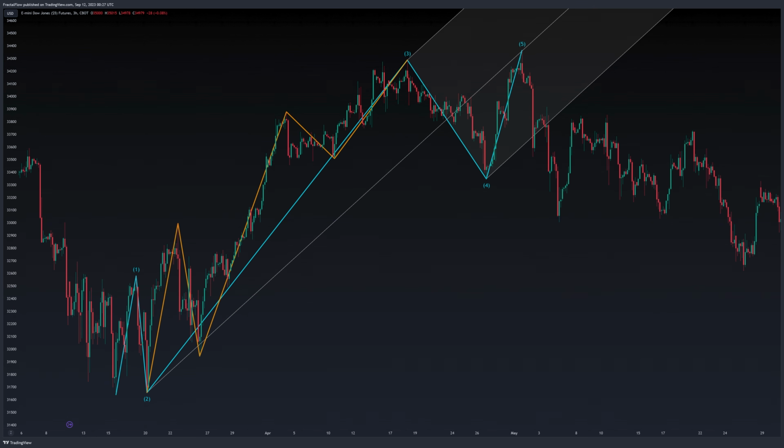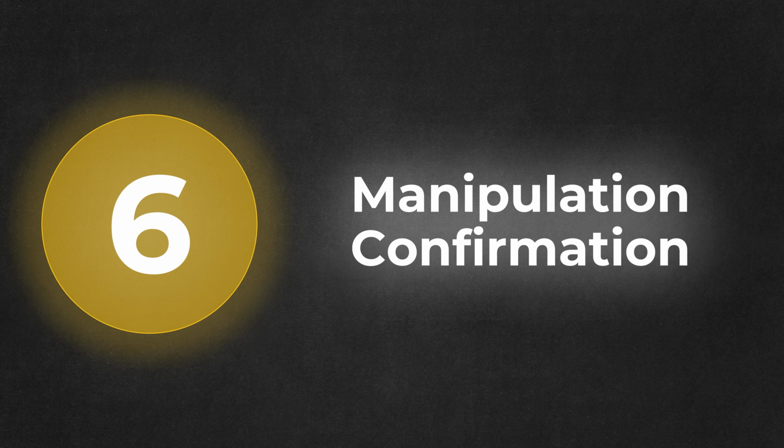The pitchfork you see uses the beginning of wave 3, the end of wave 3, and the end of wave 4 as the A, B, and C axes respectively. This fork is intended to predict the end of wave 5, which it does perfectly at the median line in this case. Number 6. Manipulation confirmation.